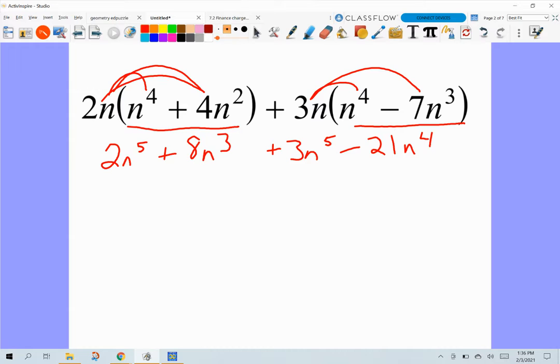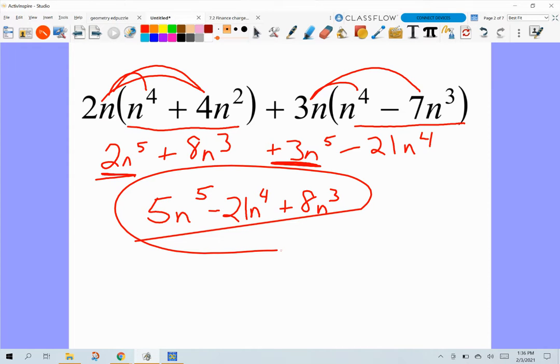Now, if you notice, I've got two terms that are both n to the fifths. I'm going to add those together, 2 plus 3, so that's 5n to the fifth. There are no other like terms, so I'm going to put my other terms back down here in descending order. In case you've forgotten, descending order means that the exponents are going to go from largest down to the smallest. So it's going to be the fifth power, then the fourth power, and then the third power. Okay, so those combined gives you 5n to the fifth minus 21n to the fourth plus 8n to the third.